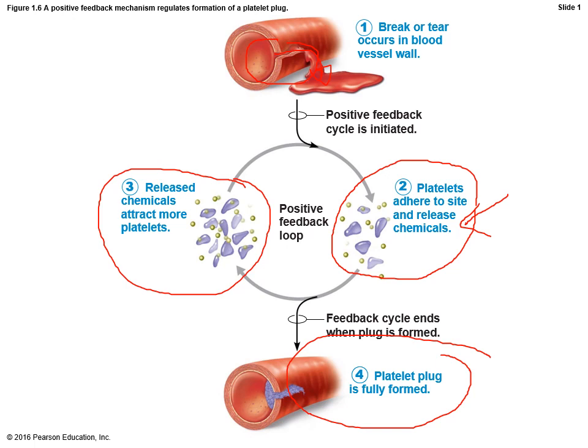The problem is that one contraction is not enough to get the baby out. So we can't have a negative feedback. Instead, we're going to do a positive feedback, which says that the minute you get that first contraction, it's going to cause even more oxytocin to be released, which then causes you to have a second contraction. Even more oxytocin is released. Now you get a third, a fourth, a fifth.